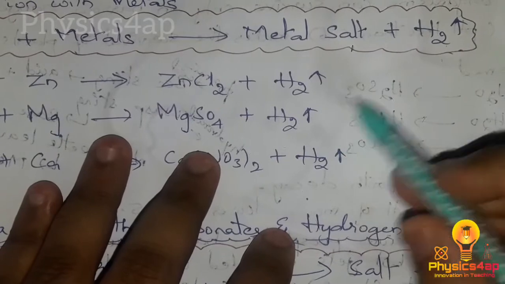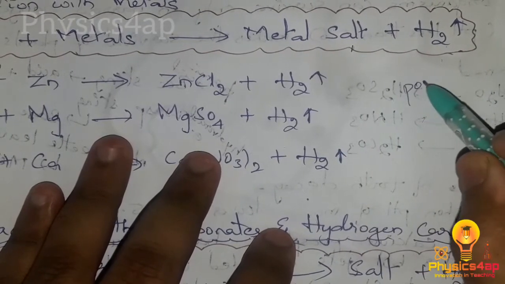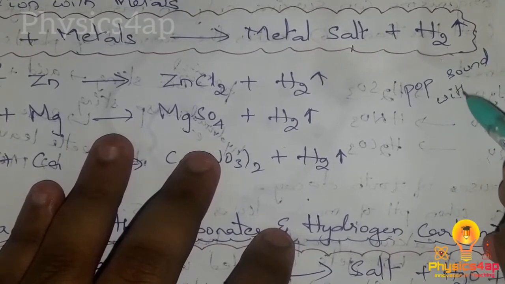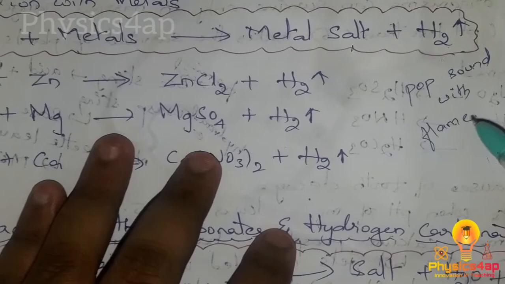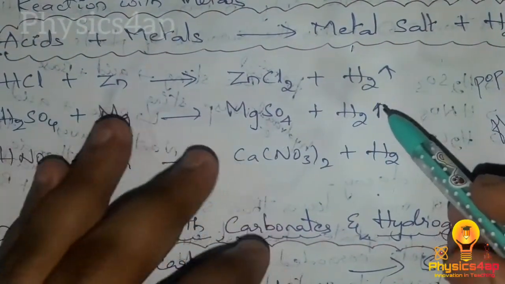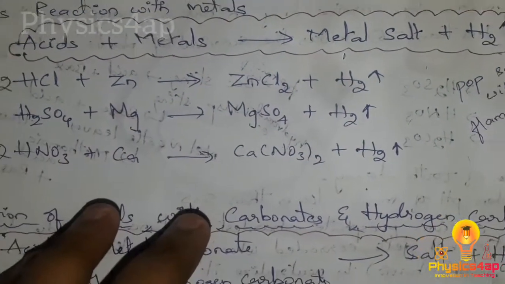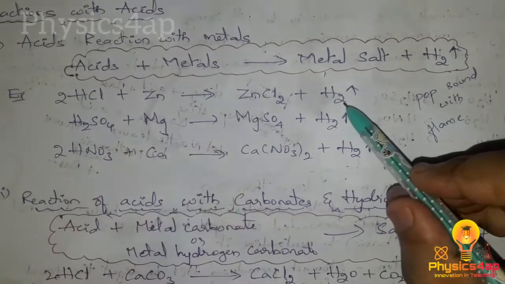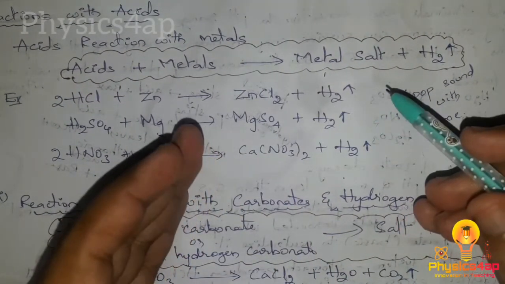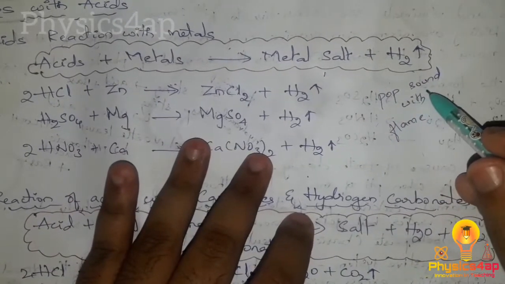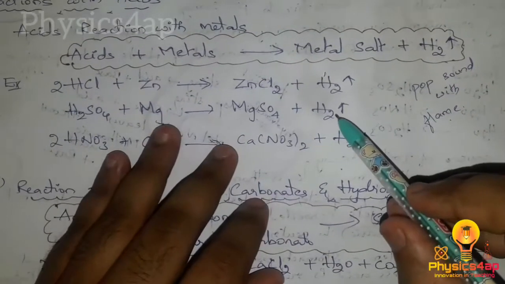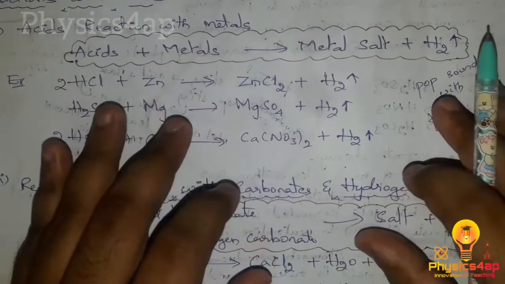The gas which is released here, when you put a matchstick, we get a pop sound with a flame. So the gas which is released can be confirmed to be hydrogen gas. Whenever anybody asks, can you prove the gas which is released is hydrogen? Yes, we can prove it. When we put a matchstick, we get a pop sound with a flame. Then we can prove that the gas which is released is 100% hydrogen gas.